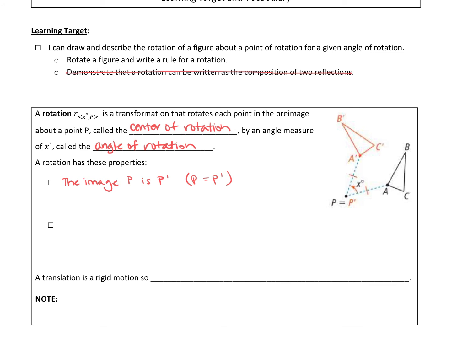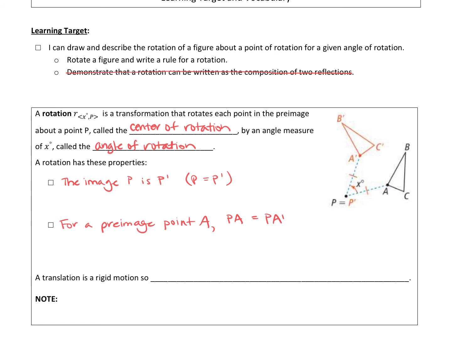The other property is for a pre-image point A, so here's our pre-image. So we're talking about this point right here. PA will be equal to PA prime. So the distance between P and A, after the rotation, we get A prime has the same distance to P. So all it's doing is it's rotating around. It's not getting further away. It's not getting closer to our center of rotation.